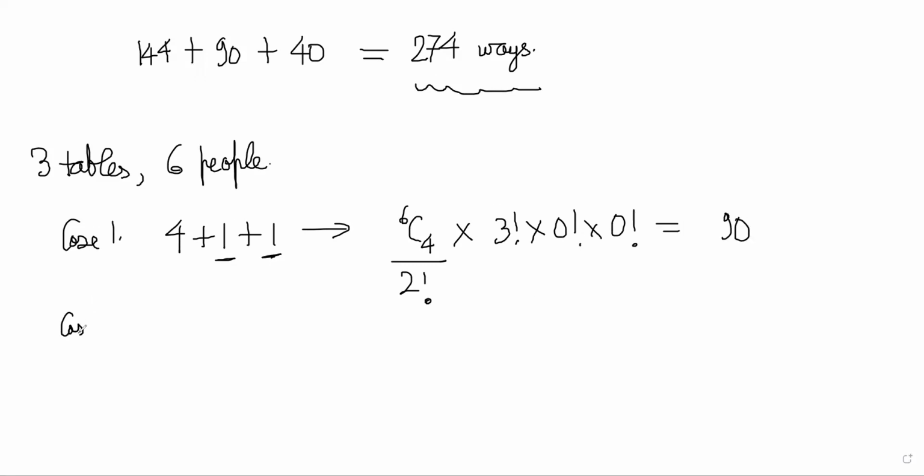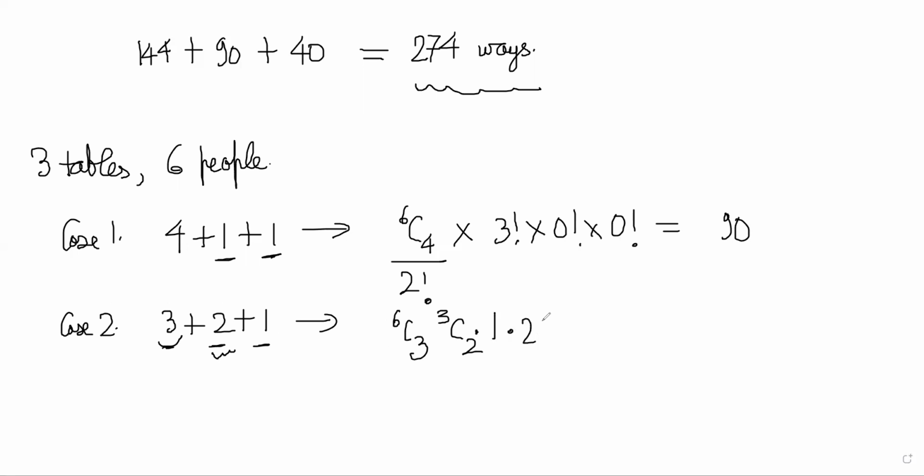And case 2 would be 3 plus 2 plus 1. Now all the groups are unequal sized groups. So we just do 6C3 to select 3 people for this table, and then for the remaining 3 people we do 3C2 for the second table, and the remaining person is the one person left. So that is only one way. After that we do 2 factorial into 1 factorial, which comes out to be 120.